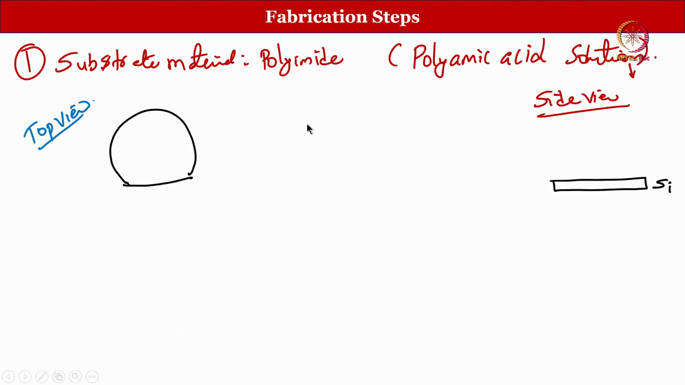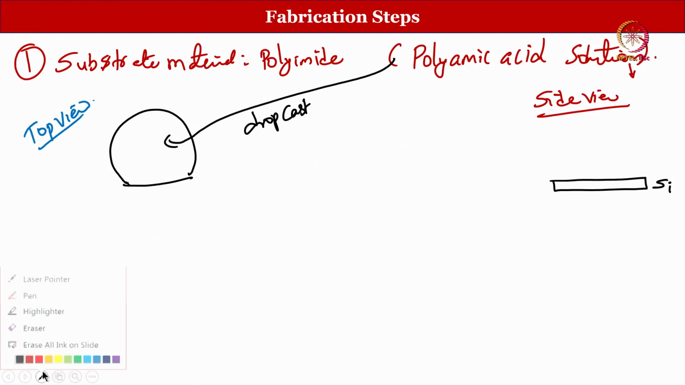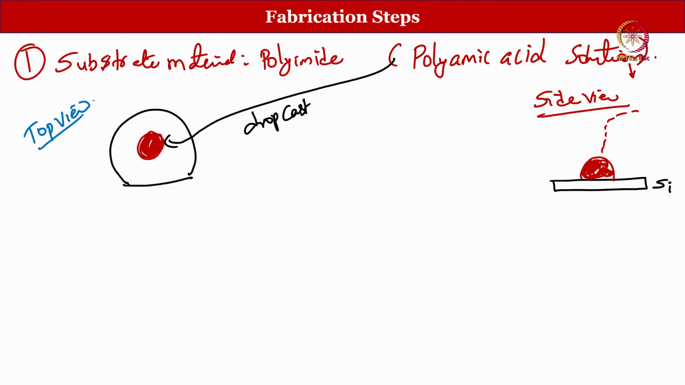On top of the silicon, now you drop cast polyamic acid solution. Now, that solution is drop casted on this. When you drop cast the solution, you will have a solution in the middle, something like this. You drop cast using whatever mechanical arrangements that you have. So, now it is a little viscous, that is why it is confined to the middle.